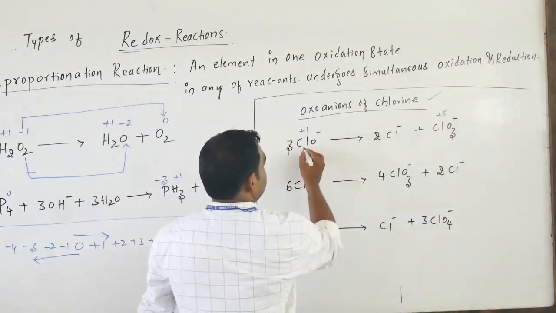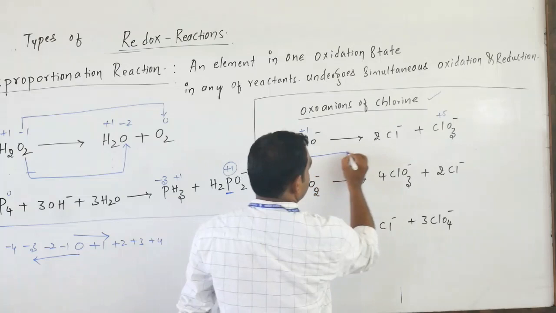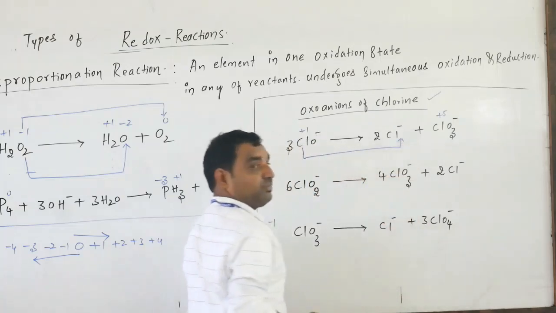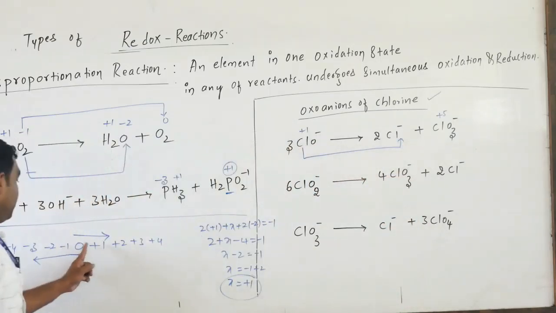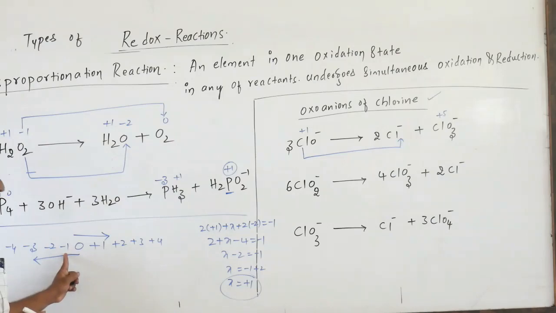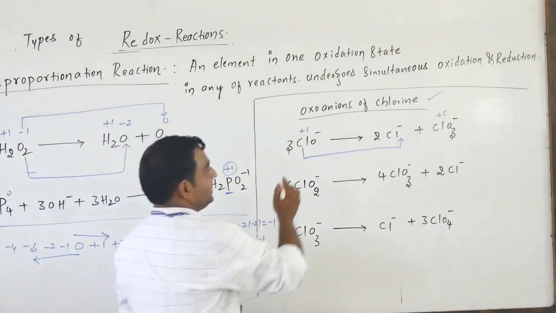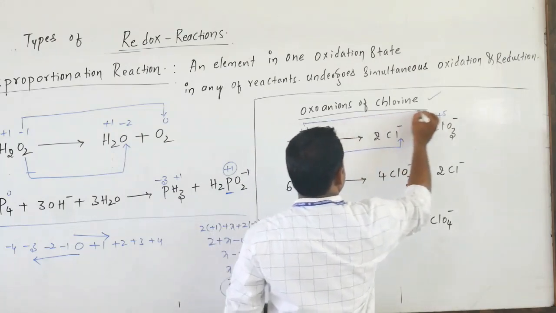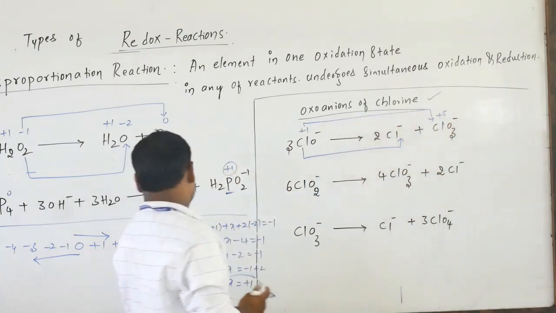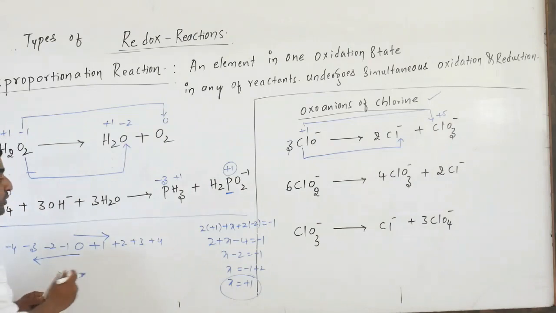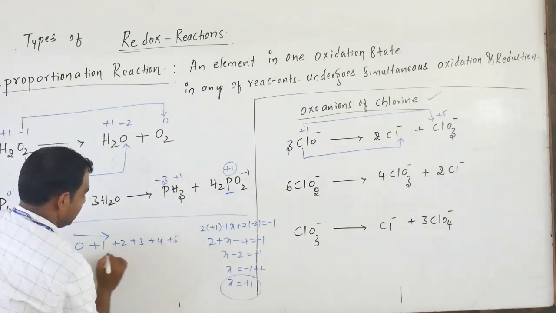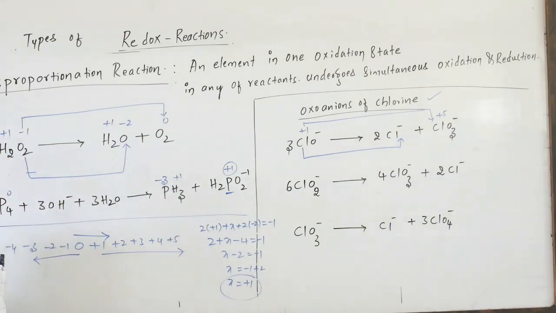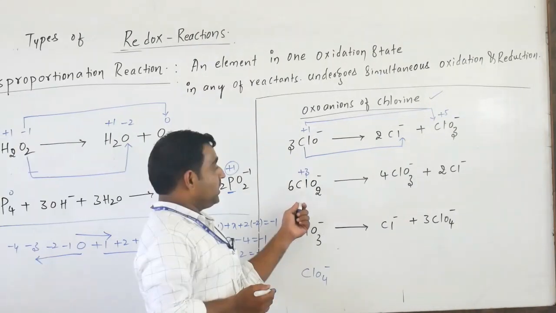Now Cl +1 is converted into -1, a decrease in oxidation number, that is reduction. And Cl +1 is converted into +5, in the sense an increase in oxidation number, that is oxidation taking place.